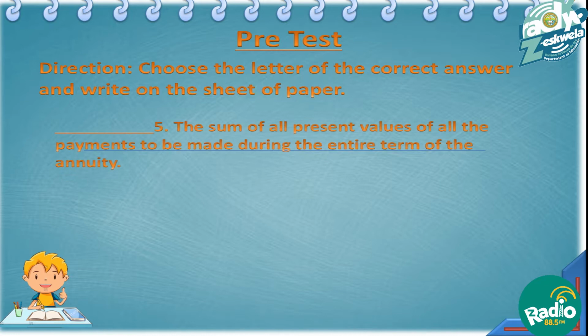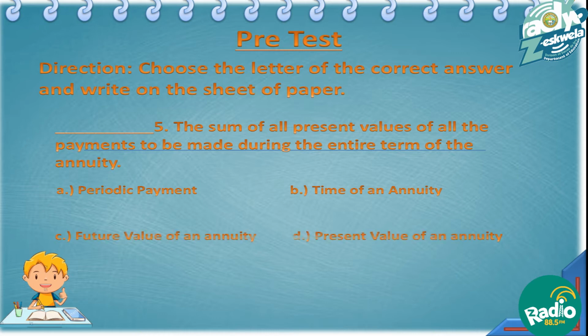Number 5. The sum of all the present values of all the payments to be made during the entire term of an annuity. A. Periodic payment. B. Time of an annuity. C. Future value of an annuity. Or D. Present value of an annuity. Are you all done?